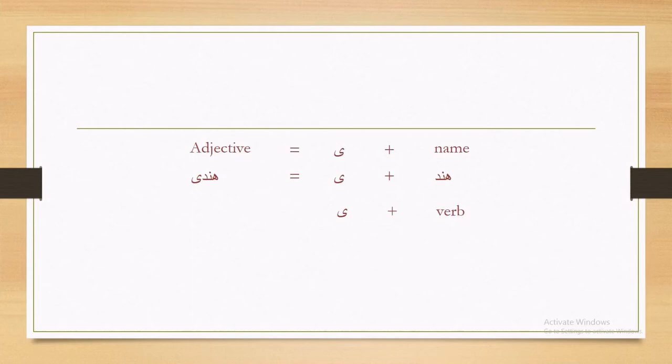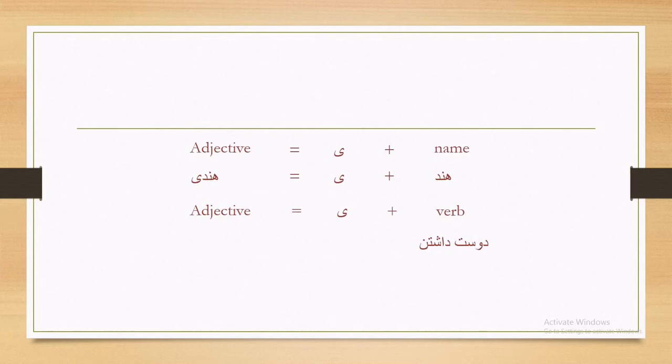Okay, so when we add ye to a verb, we have an adjective that, if we place it near the noun, tells us it's possible for this verb to happen to that noun. For example, دوست داشتن means love. This is a verb, the basic form of the verb.